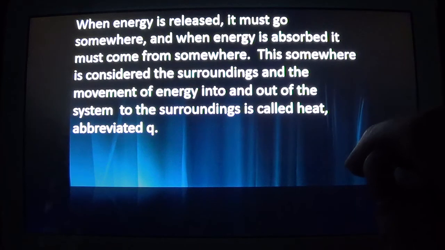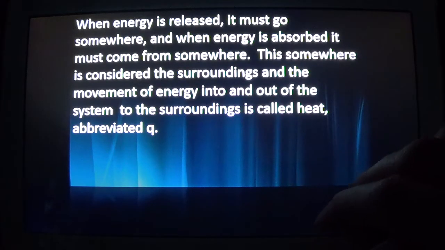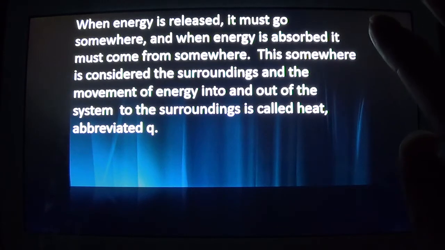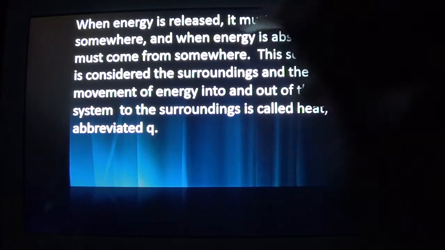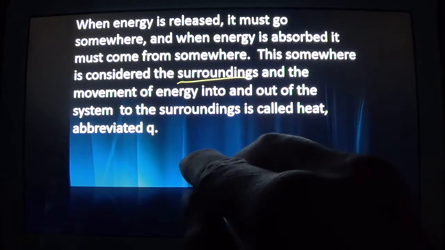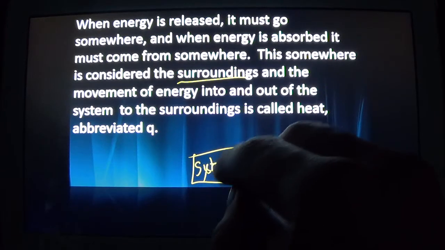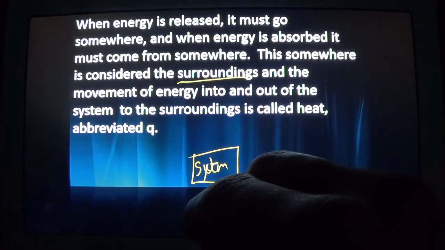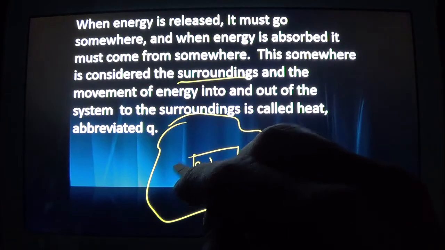Okay. Now, when we talk about releasing energy or absorbing energy, we can't just have it magically come from somewhere and magically go somewhere. So where does it come from, or where would it go to? That somewhere is called the surroundings. So we're going to be looking at a system, which is the chemical reaction or reactions in question, and then everything around it is the surroundings.